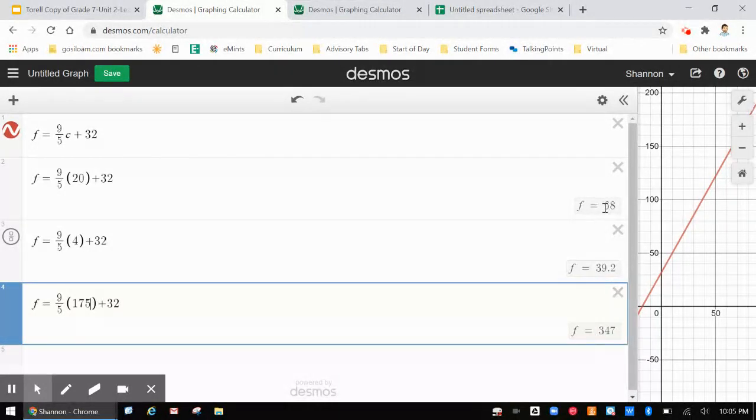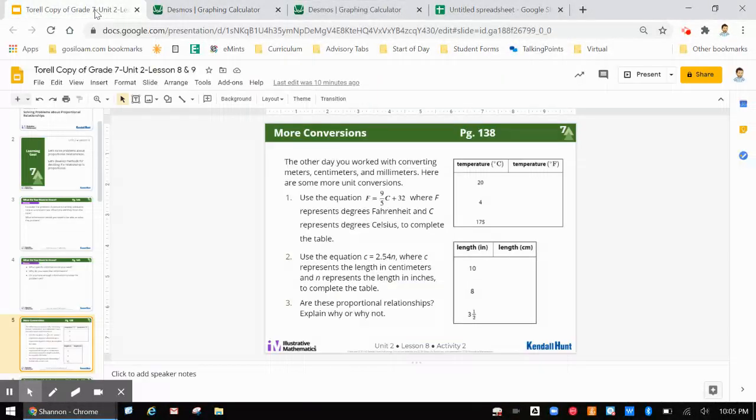So when we're looking at our table, it should be 68, 39.2, and 347. All we did was take the number here and exchange it for C, and do the math on that. We took out C and replaced it with the number. Hopefully that makes sense. We've worked on this a few times.